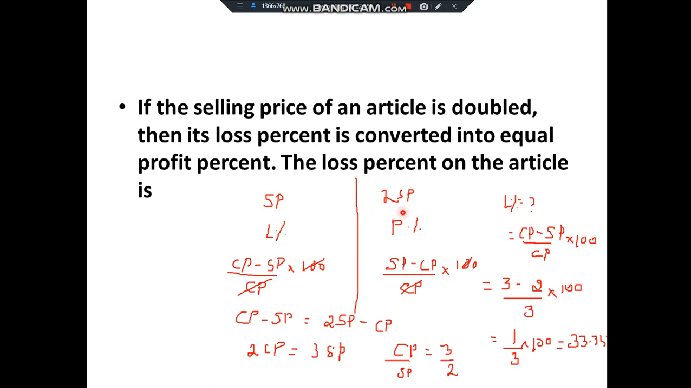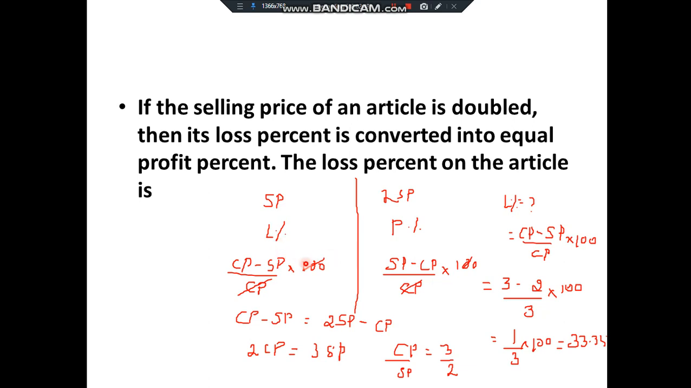Then what is the condition? Its loss percent is converted into equal profit percent. That means previously there was a loss percentage and now when it becomes 2SP, your loss percent is converted into profit percent. So I have split it into 2 sessions. So loss percent is nothing but loss by CP into 100, which is CP minus SP by CP into 100, and profit percentage is equal to SP minus CP by CP into 100.